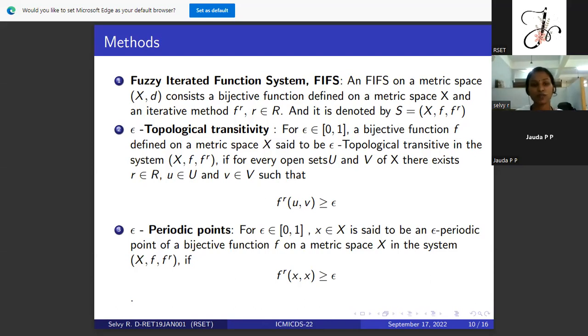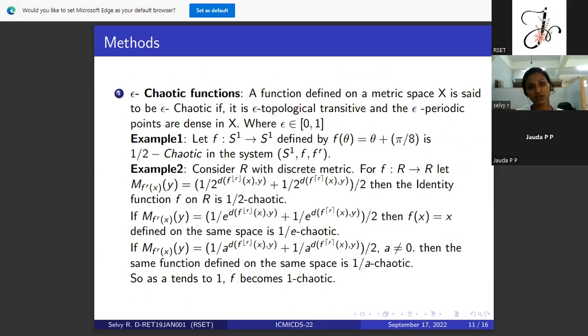And the definition for epsilon periodic point is: for epsilon in [0, 1], x ∈ X is said to be an epsilon periodic point of a bijective function f on a metric space X in the system (X, f, F^r) if f^r(x) is greater than or equal to epsilon. Using these two definitions, we can define epsilon chaotic function: a function defined on a metric space X is said to be epsilon chaotic if it is epsilon topologically transitive and the epsilon periodic points are dense in X, for epsilon in [0, 1].